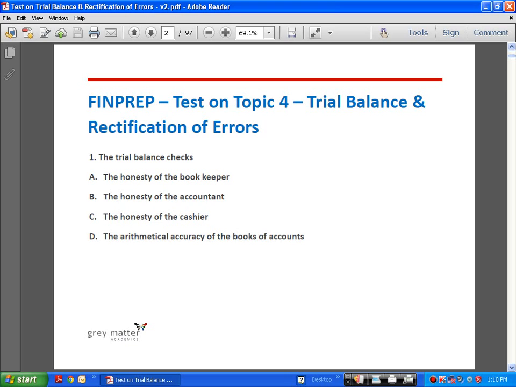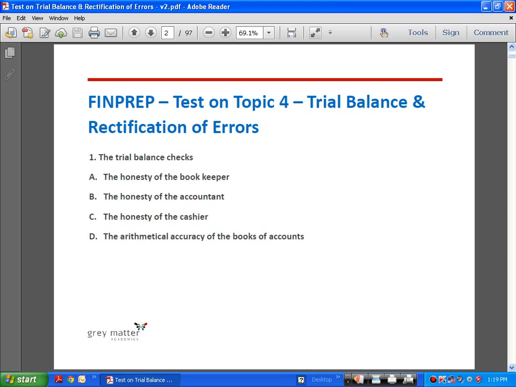So errors of principle means treating a revenue expenditure as a capital expenditure, or capital expenditure as a revenue expenditure. So what do we mean by revenue expenditure, capital expenditure? We'll be looking at it in the forthcoming review sessions. But for now, I'll give you an example. Let us say a machinery has been repaired. This repair is a revenue expenditure, but if this repair is treated as cost of machinery, for example, instead of debiting repairs account, the accountant debits machinery account, then it is an error of principle.